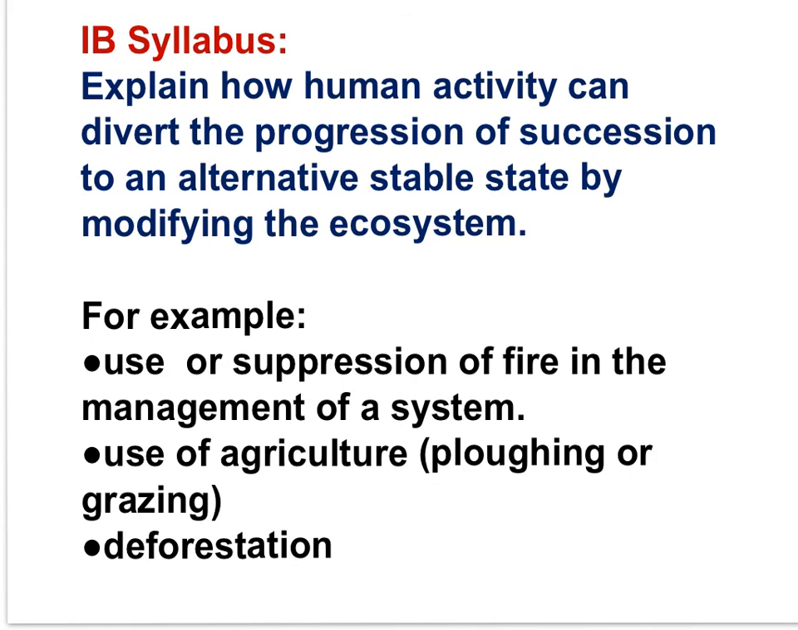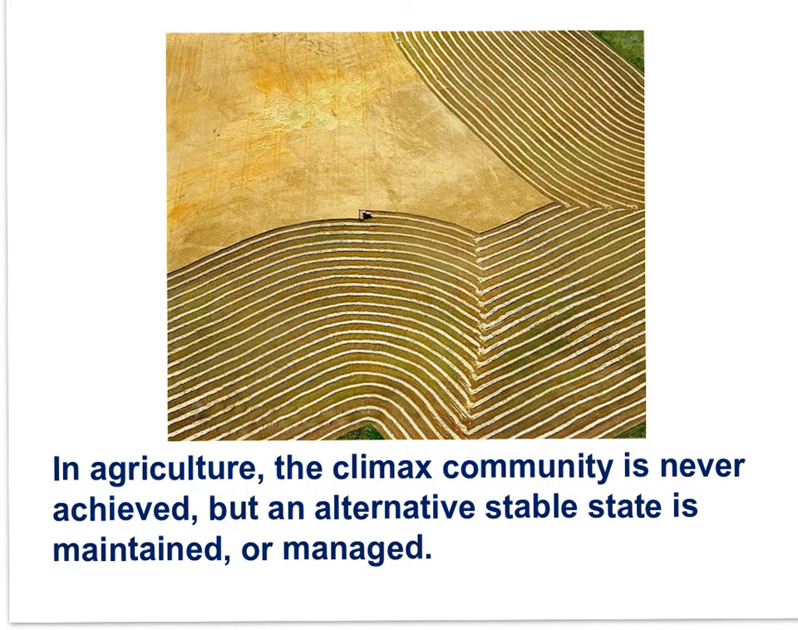Hopefully, from everything I've mentioned, you can explain how human activity can divert the progression of succession to an alternative stable state by modifying the ecosystem. Humans use and suppress fire in the management of a system. People employ agriculture and use plowing or grazing to change the progression of succession. As well, deforestation occurs, further changing the progression of succession and altering the system to an alternative stable state. With agriculture managed by people, the climax stage is rarely reached. The regularity of disturbance influences the nature of the community.